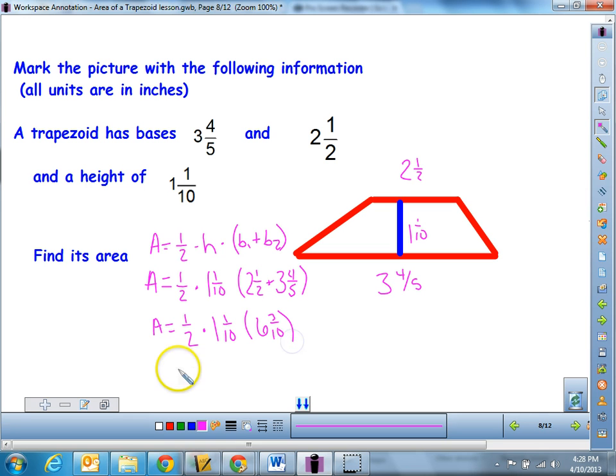Now I'm going to plug this into my calculator and do 1/2 times 1 1/10 times 6 3/10. And when I finish, ooh, that's an ugly one. 3 93/200 is what I got. 3 93/200. Wow, that's an ugly one. But that's all right. That's how it goes. Units squared.